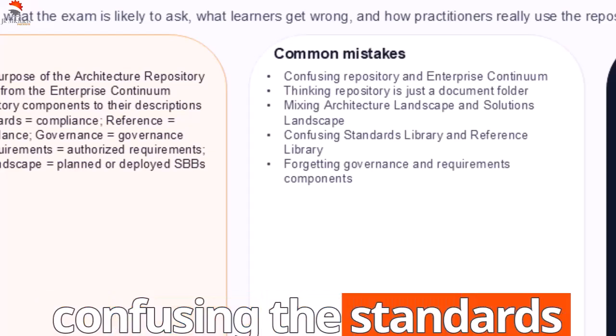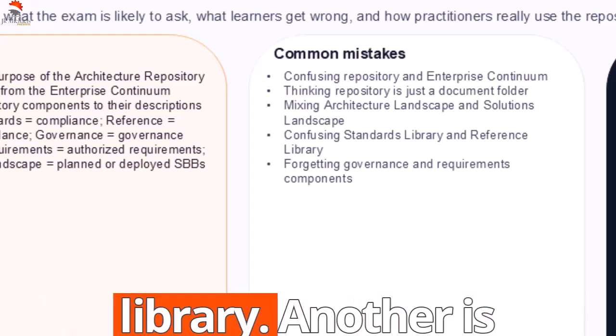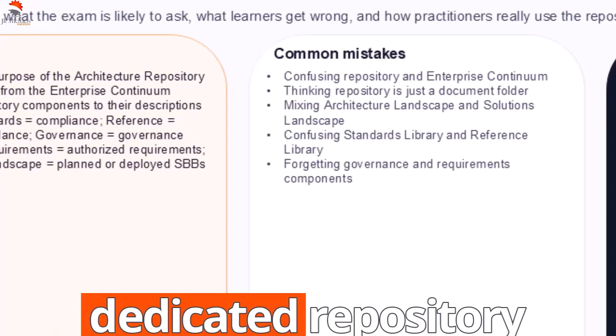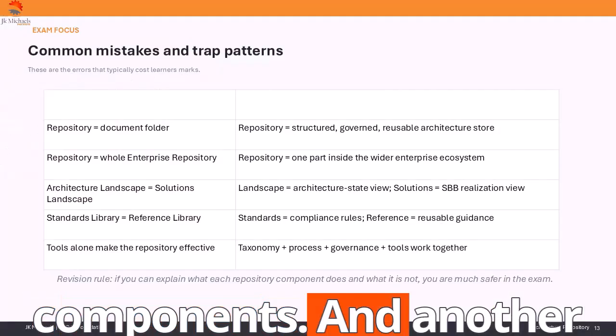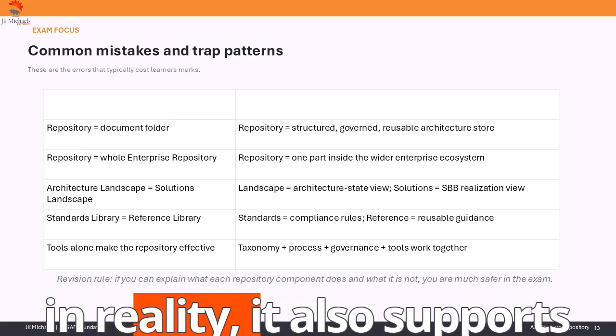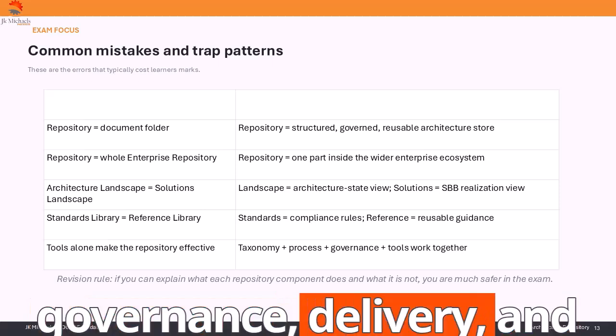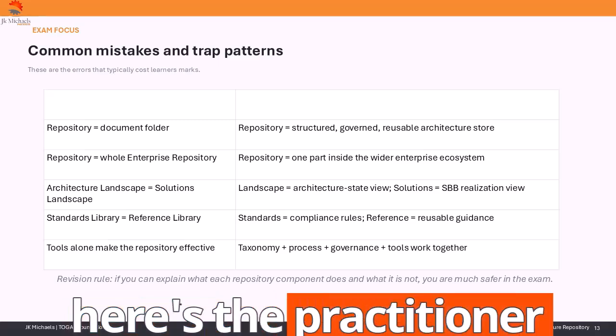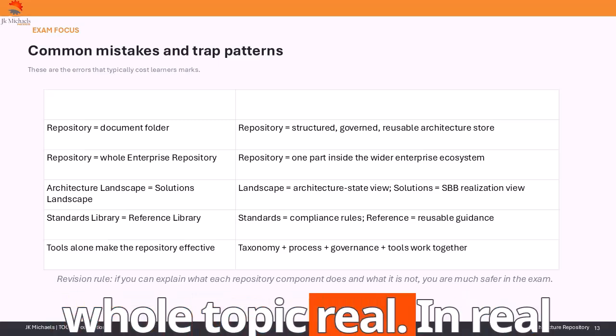Another is confusing the standards library with the reference library. Another is forgetting that governance and requirements each have dedicated repository components. And another is assuming the repository is only for architects, when in reality it also supports governance, delivery, and wider enterprise alignment. And finally, here's the practitioner insight that makes the whole topic real.